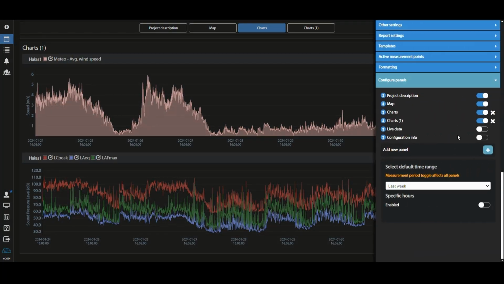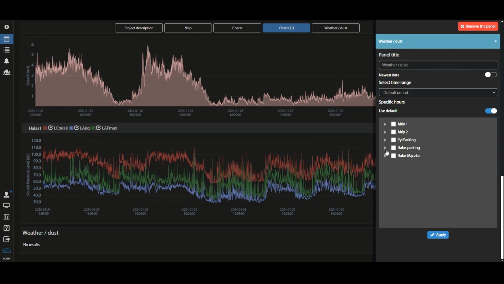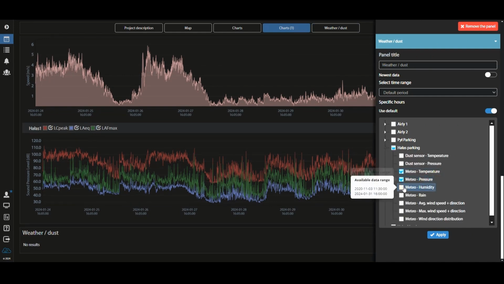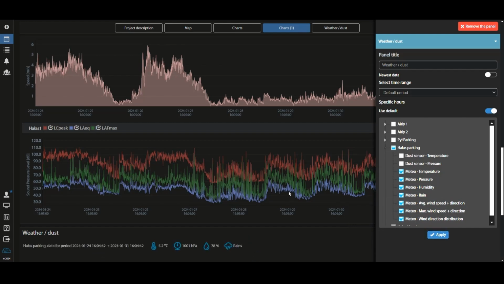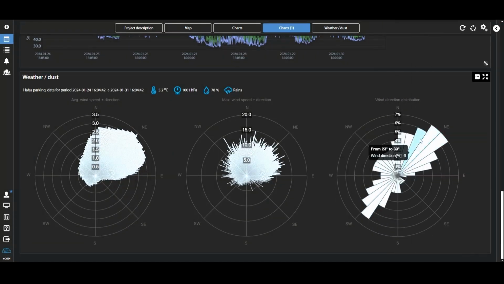Similar polar charts are available for weather and dust data. Results such as pressure, temperature, humidity, rain, wind direction distribution, as well as average and maximum wind speed with direction, can be viewed in a dedicated weather and dust panel. You can also hover over the graph for more details about the data.